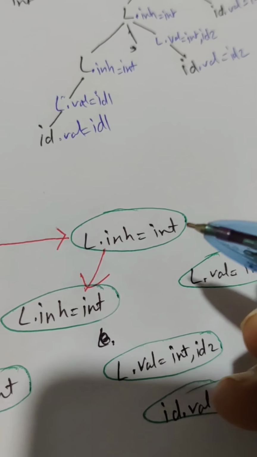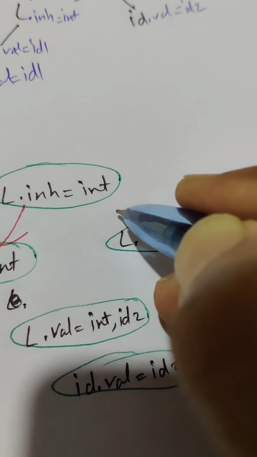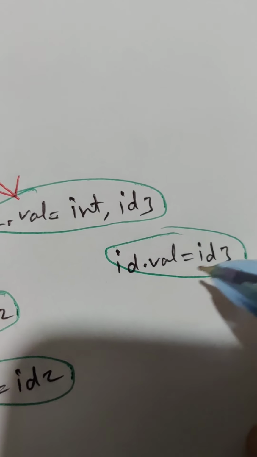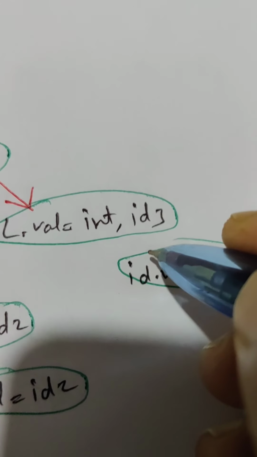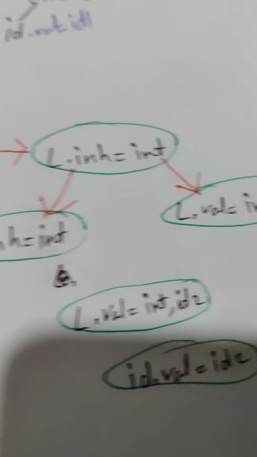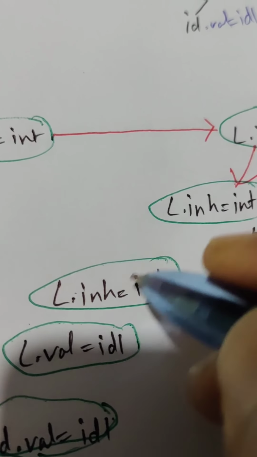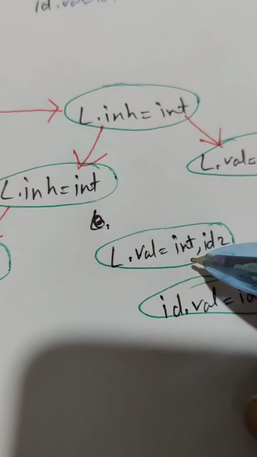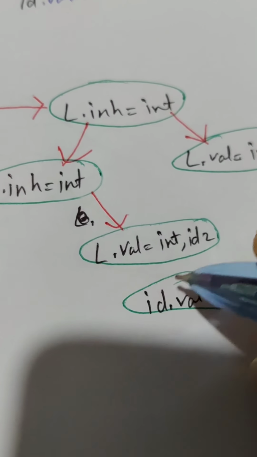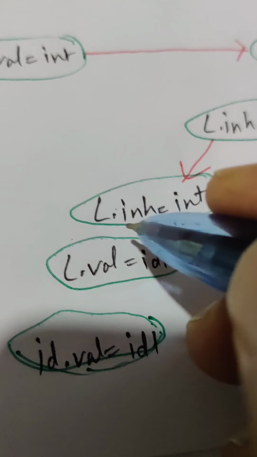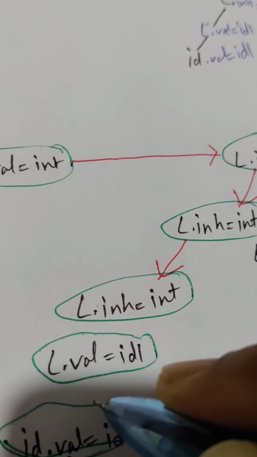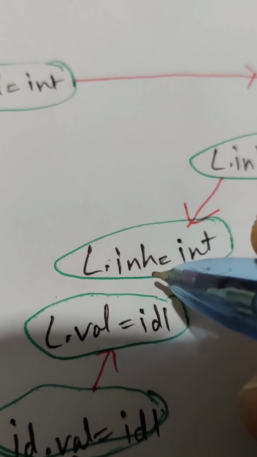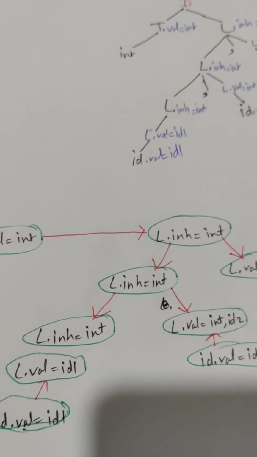Then this L dot val equal to int: the int came from the parent node, inherited from the parent node, and ID3 was obtained from its child node. It's a synthesized attribute. Then this L1 dot inh got the value of int from the parent node, inherited here, and this had a value int from the parent node, and ID2 got the value from the sibling, and then this has the value of ID1, which was obtained from the child node. Now if you observe, this is the dependency graph created.